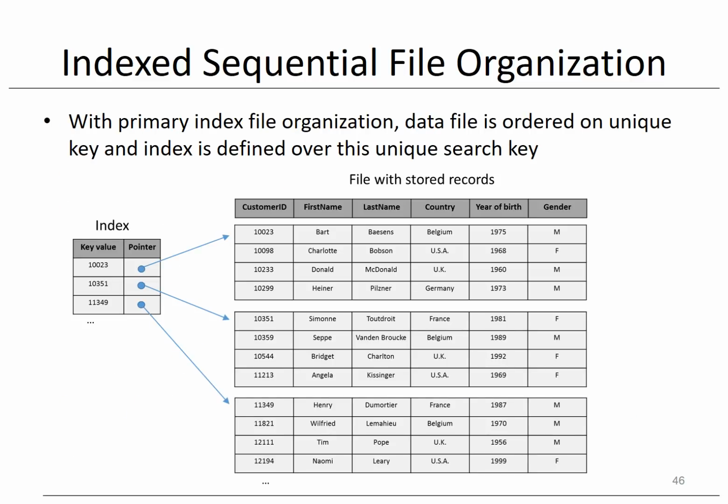With a primary index file organization, the data file is ordered on a unique key and an index is defined over this unique search key. An example is given in this figure. It depicts a file with intervals of 4 records. Each interval corresponds to a single disk block, hence the blocking factor is 4. The records are ordered according to the primary key customer ID.